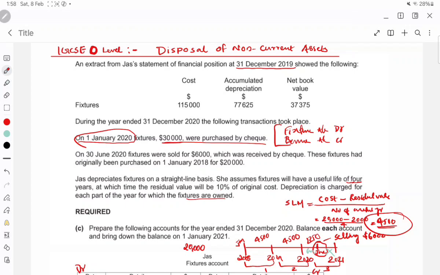So which all are remaining fixtures, you can check here, because here you know that the cost price is 1,15,000, and from this only 20,000 worth fixtures we sold off. So there are remaining assets, isn't it? The remaining asset is the first asset. The second one is this one: the 30,000 worth fixtures we additionally purchased in January. So that also we need to calculate.